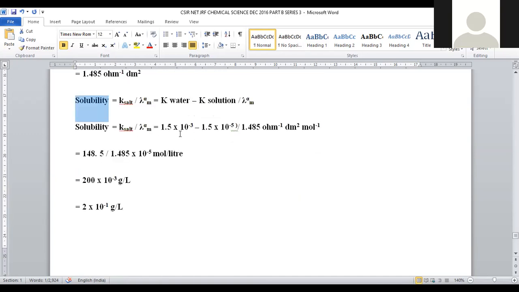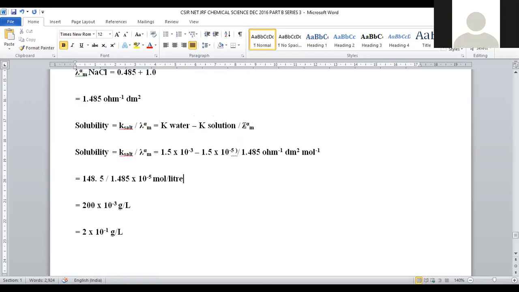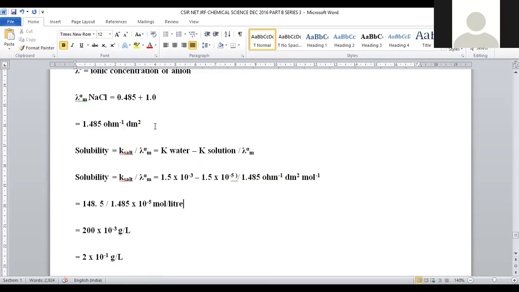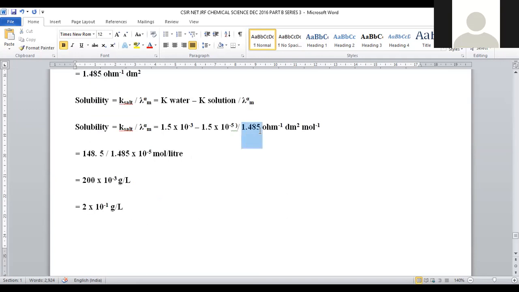K solution is 1.5 into 10 to the power minus 5. Water is given as 1.5 into 10 to the power minus 3. Lambda infinity, in accordance with Kohlrausch law, we just determined: lambda infinity of sodium chloride is equal to cation plus anion, that is given as 148.5. So that 148.5 we substituted. Here we got the difference between these two, 148.5 by 1.485 into 10 to the power minus 5, right?